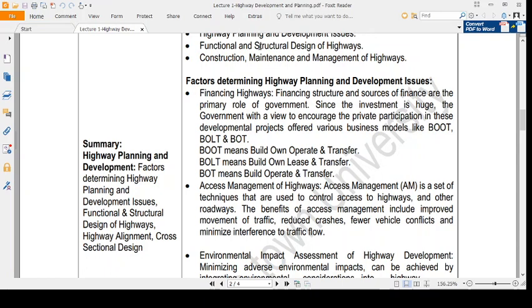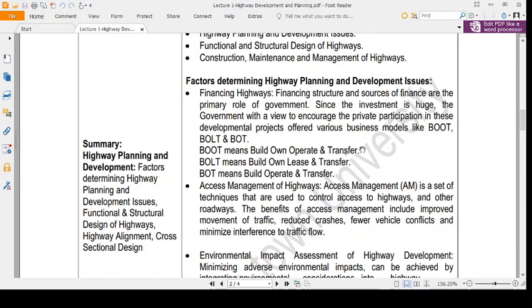Since the investment is huge, the government, with a view to encouraging private participation in these developmental projects, offered various business models like BOOT, BOLT and BOT. BOOT means build, own, operate and transfer. That is, some government agency like NHAI will call for industries which can construct the road for them. So those companies or industries will build the road.